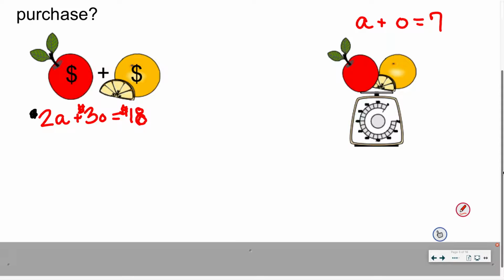Based on how these equations are written, what method of solving might be the most efficient? Why are you saying elimination?